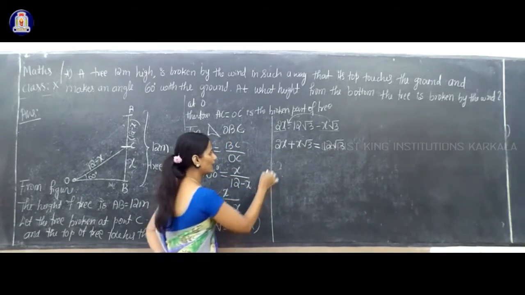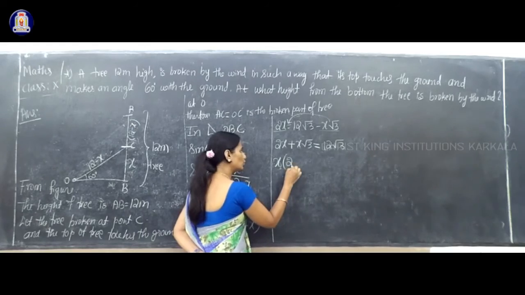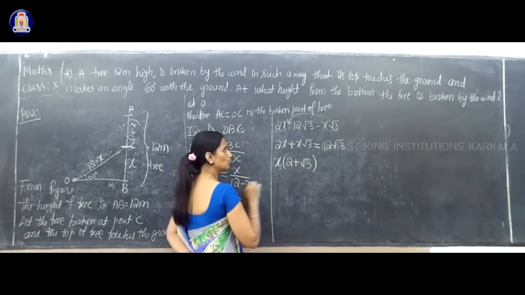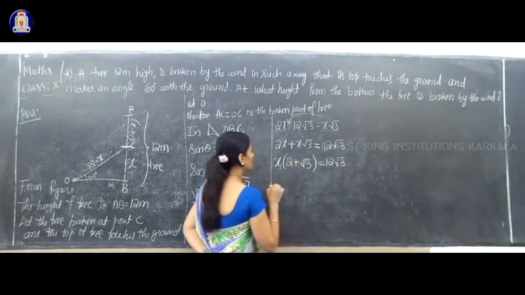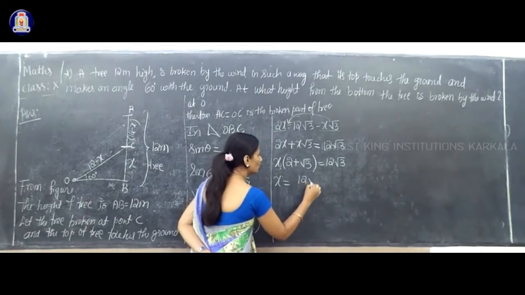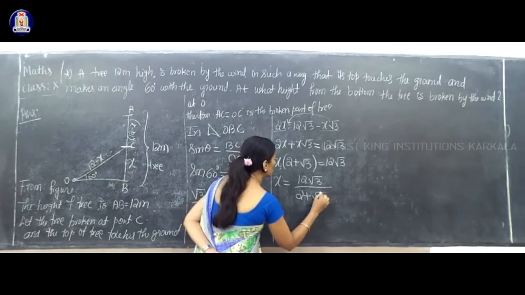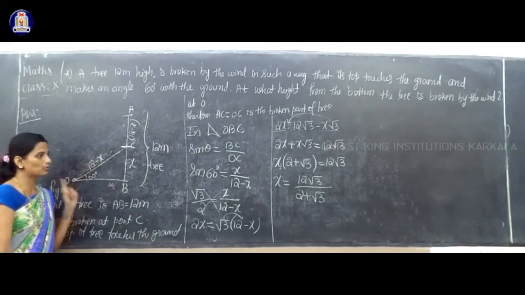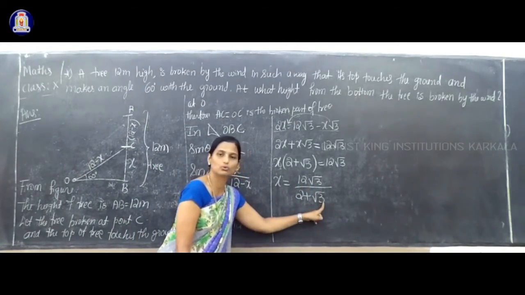So now take x outside. So x outside. So what is left here? 2 plus root 3. x times 2 plus root 3 is equal to 12 root 3. So x is equal to what? x is equal to 12 root 3 divided by 2 plus root 3. So x we got as, that is the broken part, is 12 root 3 by 2 plus root 3.